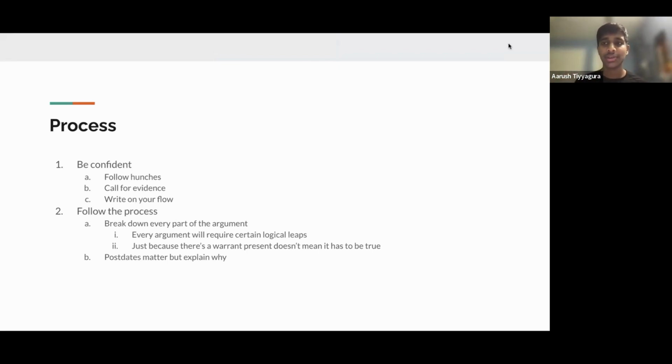So the first thing you want to do is be confident when you're flowing. Pay attention to those logical jumps and attack them as much as you can, whether that's in Crossfire or in your analytics themselves. So that's why 1A says follow hunches. If something just doesn't sound right, right? Even if your opponents have evidence, if they are asserting that, like, oh, China will make the US mad one time and that will lead to nuclear war, that's something that doesn't sound right. Or this one trade agreement will fall through and no one will ever trust America ever again and that will lead to war.